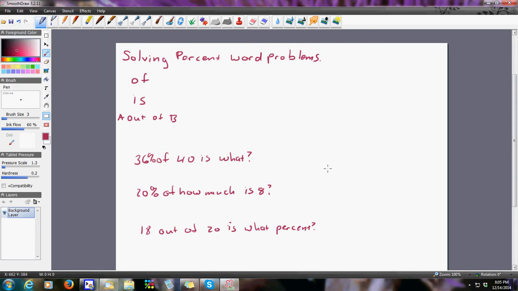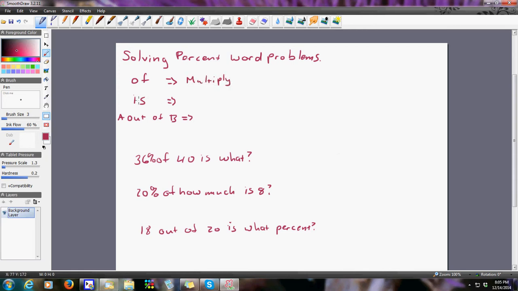So there's really three types of percent questions that can be asked. And in order to do these, you have to know the percent vocabulary. There's really only three things you really need to know. The first is that the word "of" means to multiply.